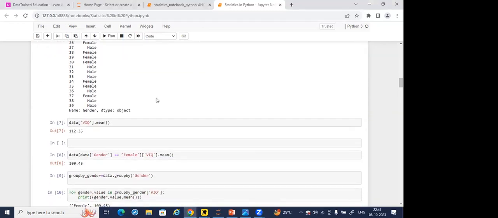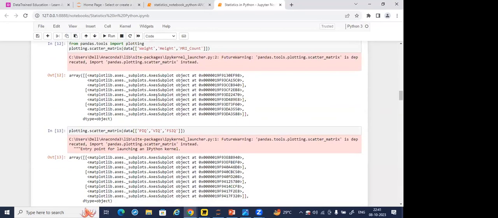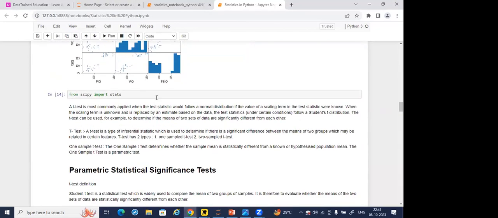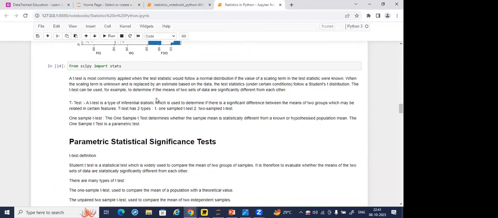Let me come here. Okay, just wait, there are a lot of things added. I'm calling SciPy, and from SciPy import stats, because inside scipy.stats I have the t-test functions. When we work on the t-test, there are different types of t-test.